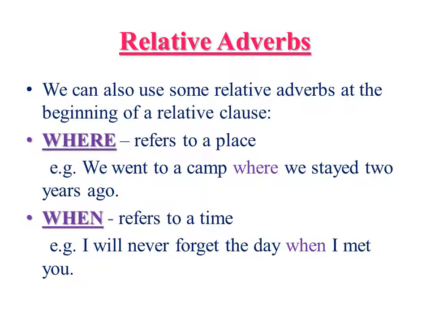Relative adverbs. We can also use some relative adverbs at the beginning of a relative clause. Example, where. It refers to a place. We went to a camp where we stayed 2 years ago. So this is a place, it refers to a place. When, again, refers to a time. Example, I will never forget the day when I met you.